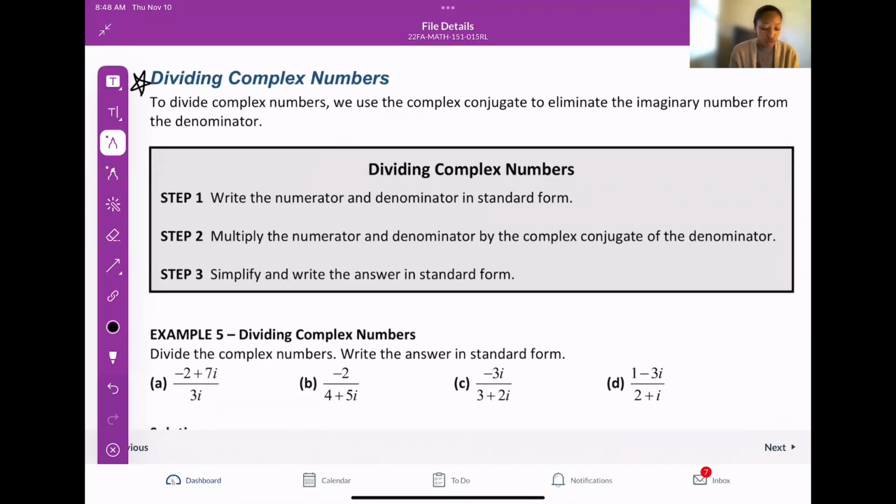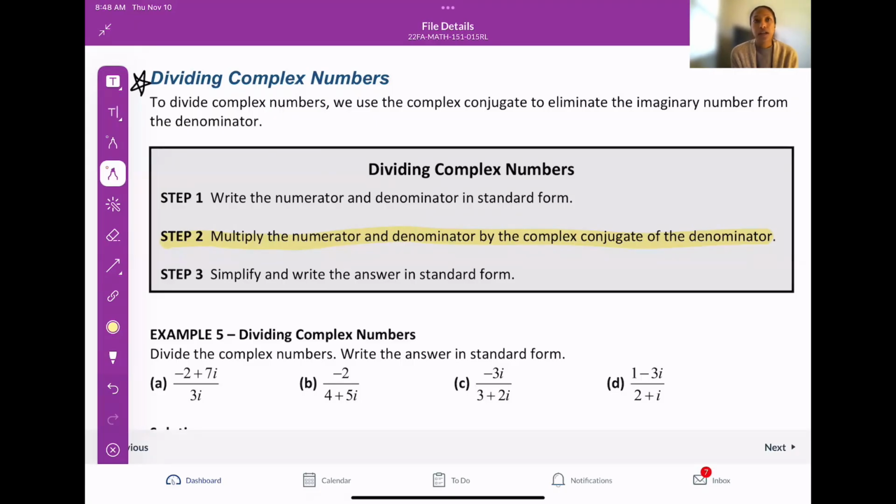Step 1, write the numerator and denominator in standard form. So you want A plus Bi over A plus Bi. Okay. Step 2, multiply the numerator and denominator by the complex conjugate of the denominator. That is the key. So when dividing two complex numbers, we multiply by the conjugate of the denominator. And you have to multiply the numerator and denominator by the conjugate of the denominator.